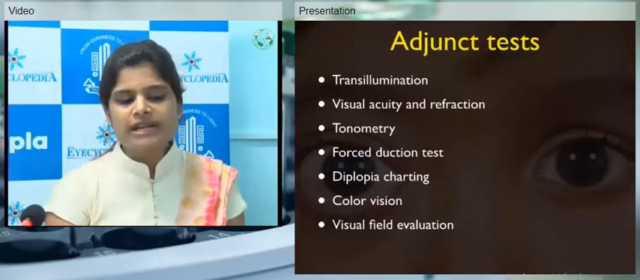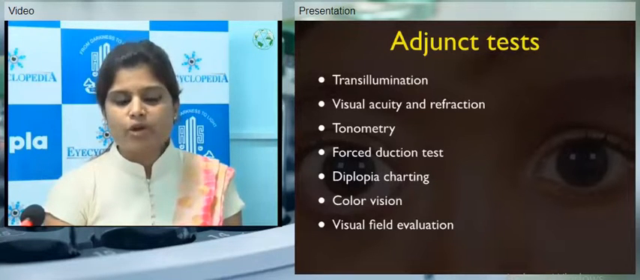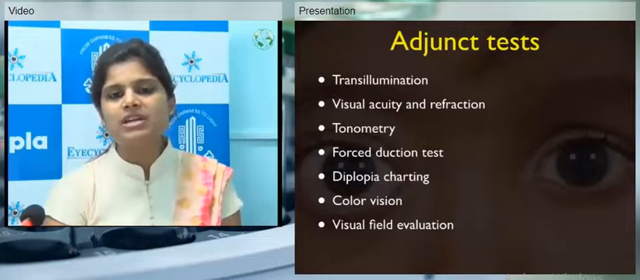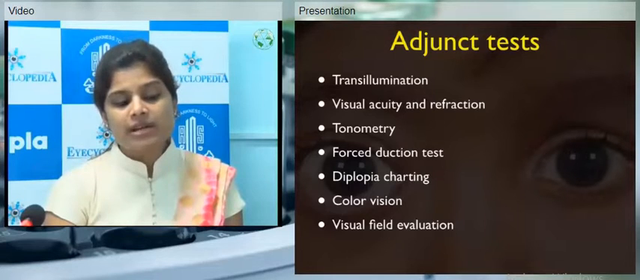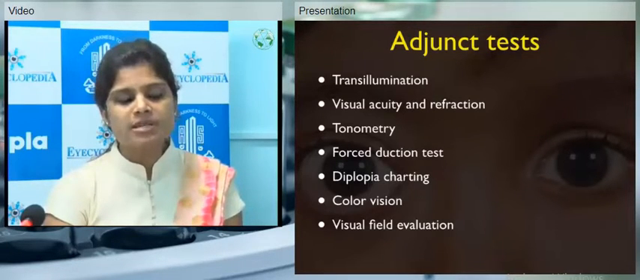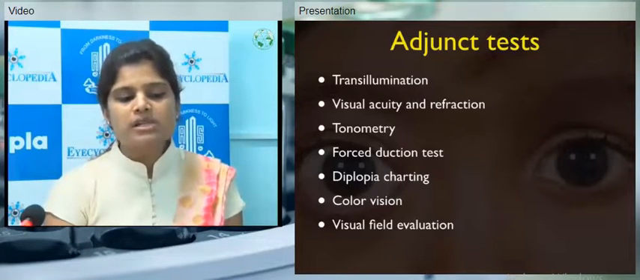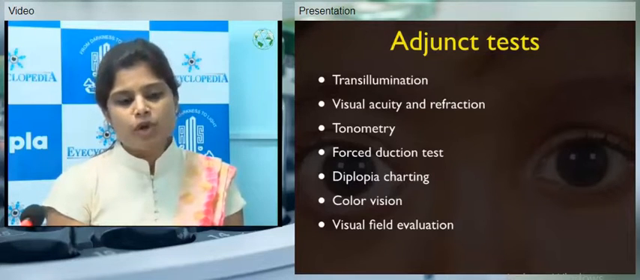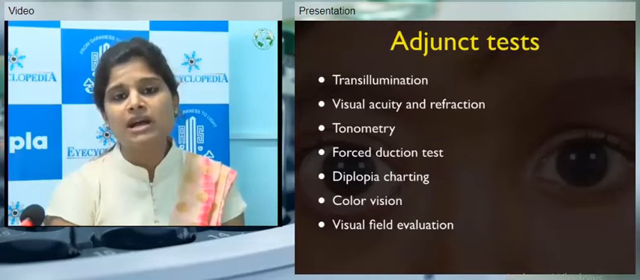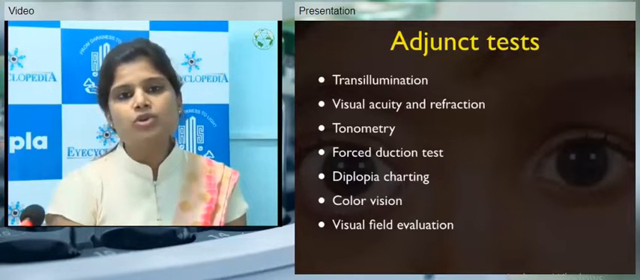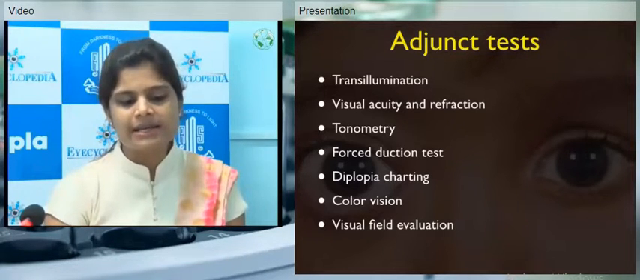Then recording color vision is again very important in all cases of proptosis, because color vision is one of the earliest signs that can be picked up if there is optic nerve involvement. So it should be done in every case, whether the color vision is normal or disturbed. And last is the visual field examination. Of course, it might not be possible to do visual fields, especially if you are examining the case in your exams, using Humphrey's perimeter, but you can easily do a confrontation test. The confrontation test can be done in any case in the clinic itself.